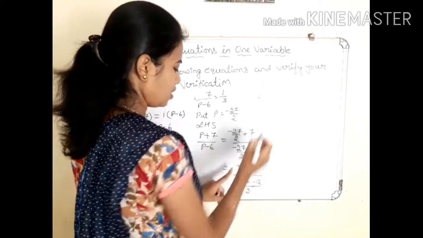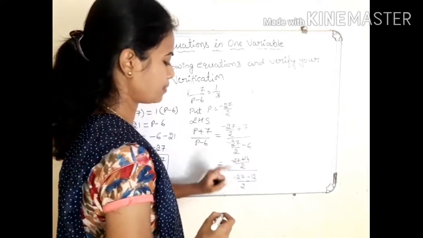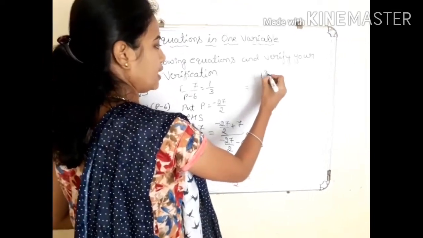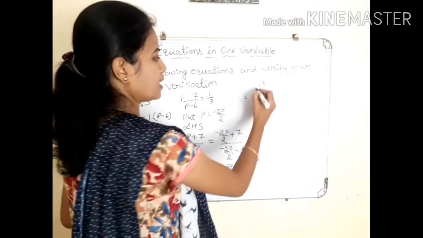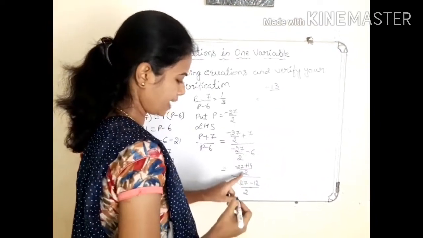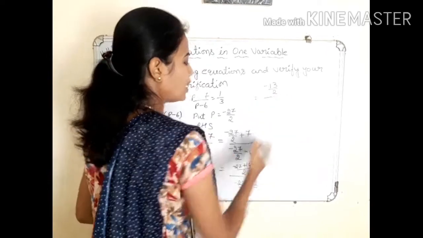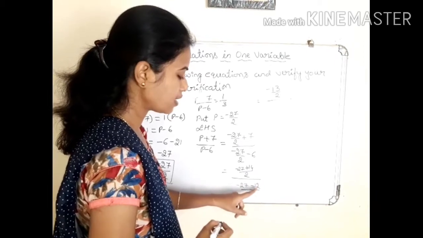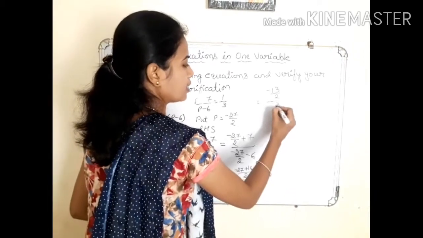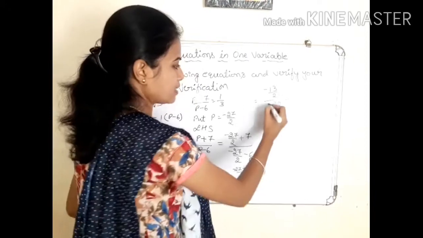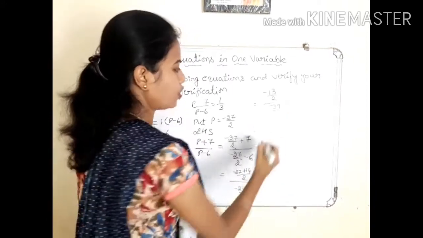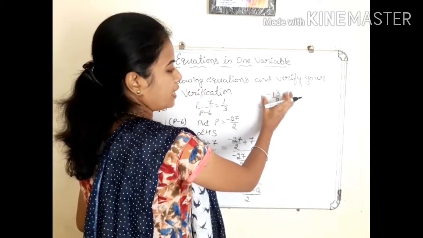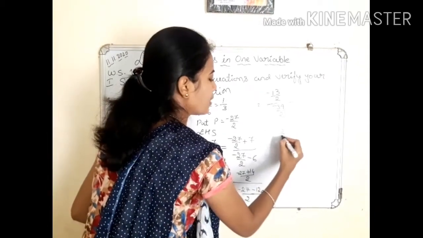Next, minus 27 plus 14: minus into plus is minus, 27 minus 14 is 13, greater number sign minus. Minus 13 whole divided by 2 as it is. Then in the denominator, minus into minus is plus, 27 plus 12 is 39, greater number sign minus. Minus 39 divided by 2 as it is. Next step, numerator write as it is. Numerator is minus 13 by 2.